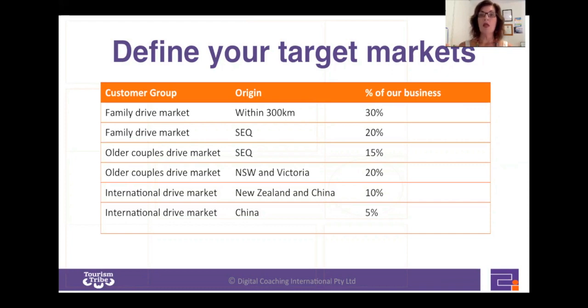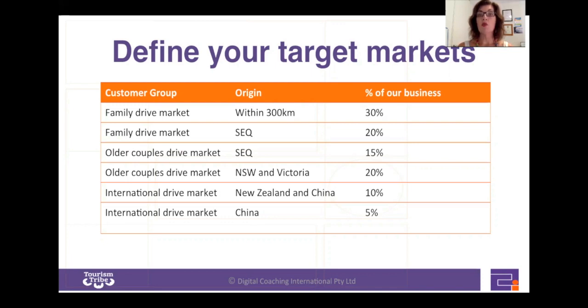However, let's just lift it up a bit. If you've ever done a submission for a tourism award, then you would have had to have defined your target market at this kind of level. So you would have had to have named what group they are, whether it's the local family drive market or a broader family drive market, however you defined that. It could be older couples, grey nomads, however you defined that major group. And then you may have had a small amount of the international market, potentially out of maybe New Zealand. And then you would have put a percentage against that in terms of your current business.